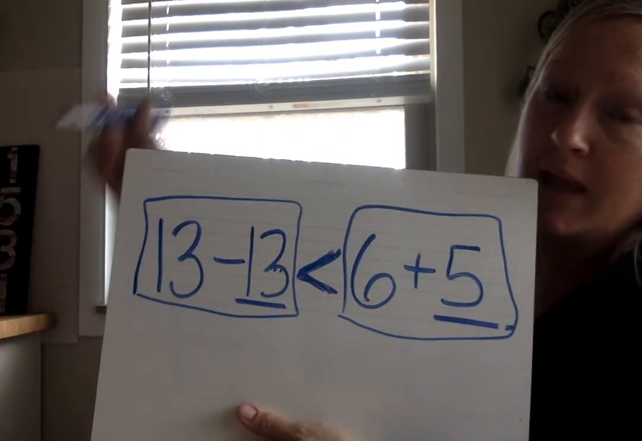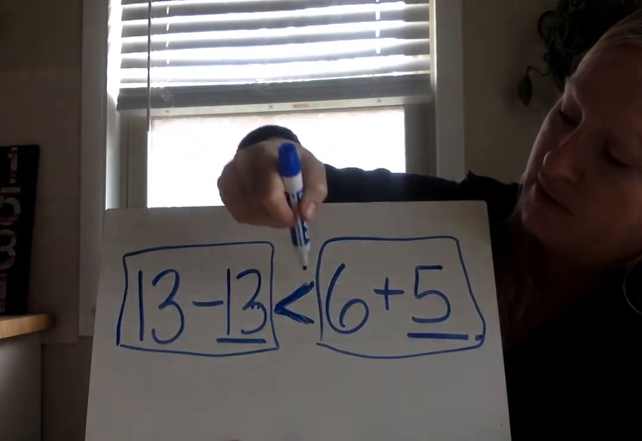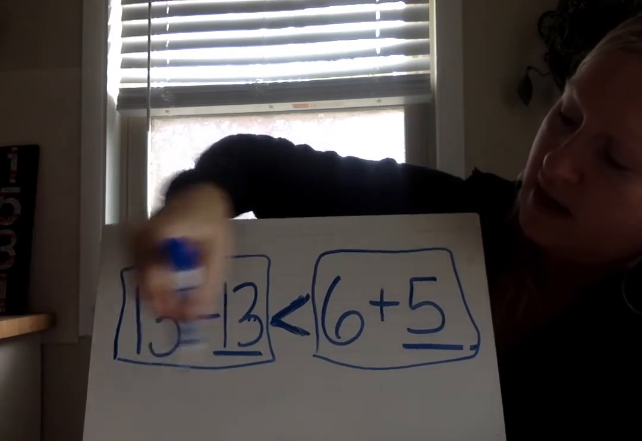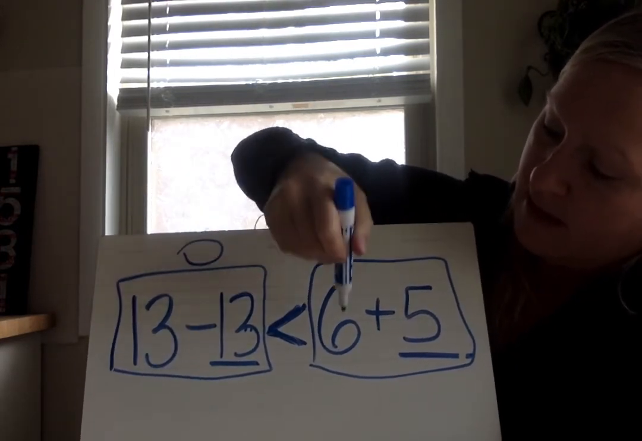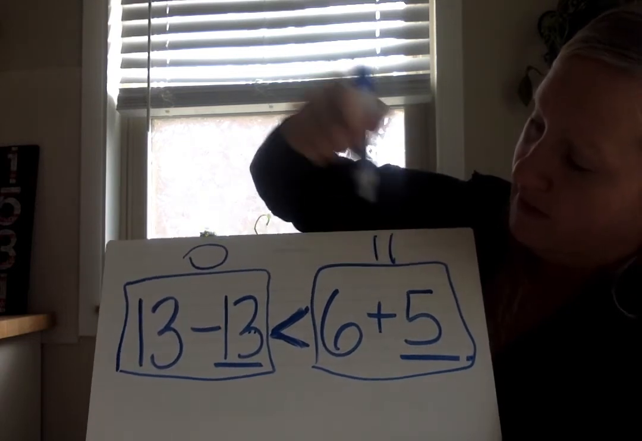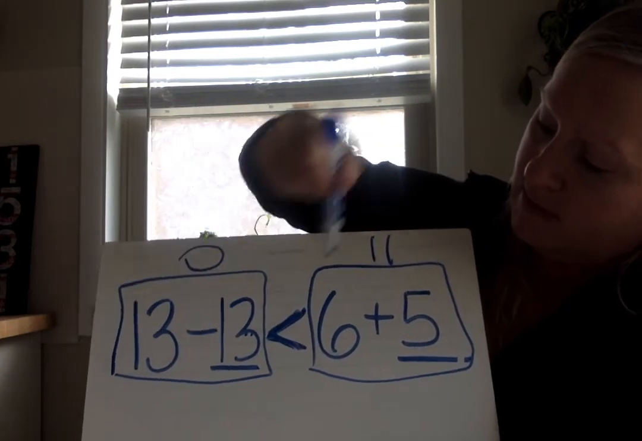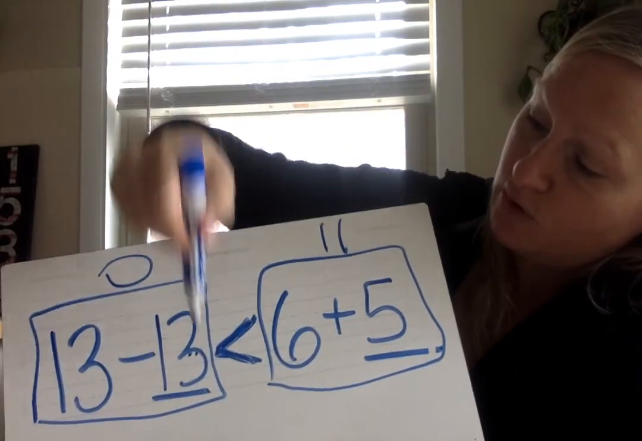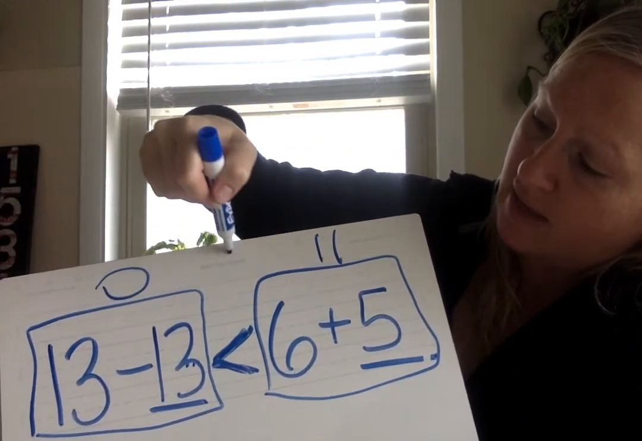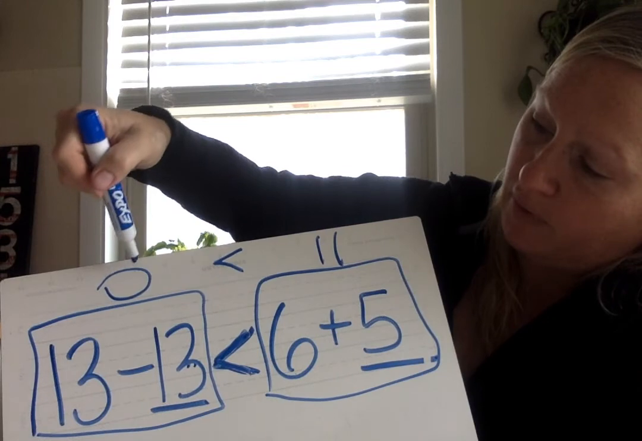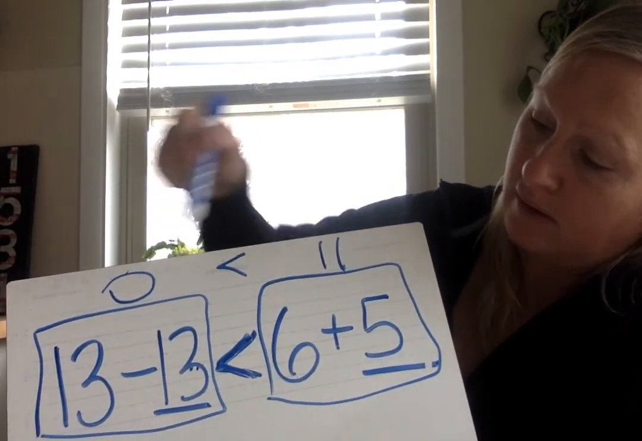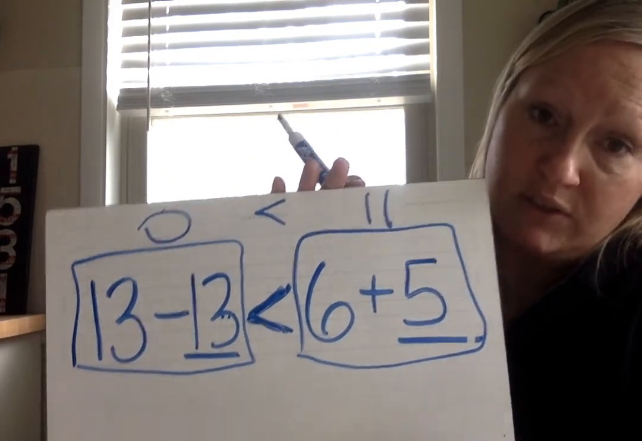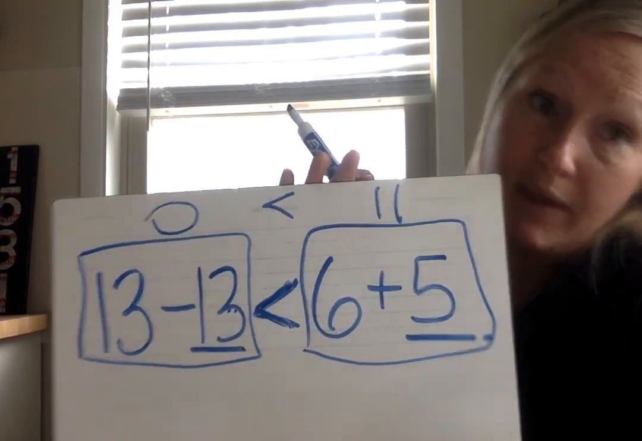Ready? I did 13 minus 13 is less than 6 plus 5. Because this side now is just 0. Less than this side, 6 plus 5 is 11. Of course, 0 is less than 11. So you might put boxes around yours and then reread it with this symbol. 0 is less than 11. And if it checks out up here, that means down here is correct if you did your adding and subtracting right. Okay? Well, I hope you had fun with that.